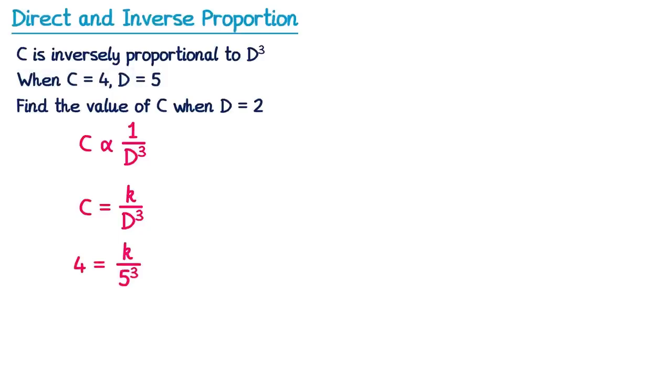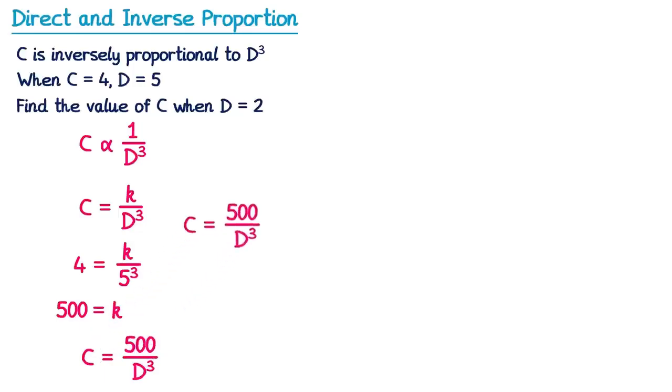To find the value of k, we multiply both sides by 5 cubed. On the left, this is 4 lots of 5 cubed, and on the right, this is k. 5 cubed is 125, so we do 4 lots of 125, which is 500. So the value of k is 500. Now we go back to this step here and write this out once more, but replace the k with 500. So c is equal to 500 over d cubed.